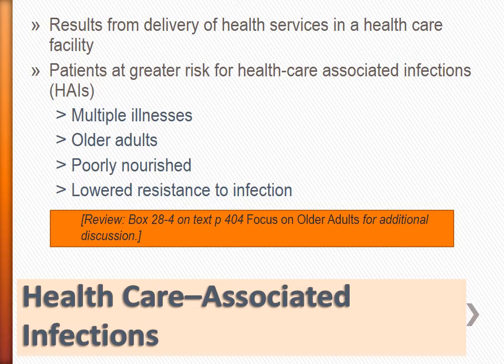Healthcare-associated infections occur as a result of healthcare services. Be familiar that patients are at great risk if they have multiple illnesses, are older adults, have poor nutrition, or have lower resistance to infection. Please review on page 404 the box regarding focus on older adults.